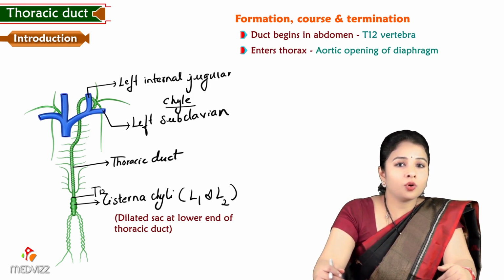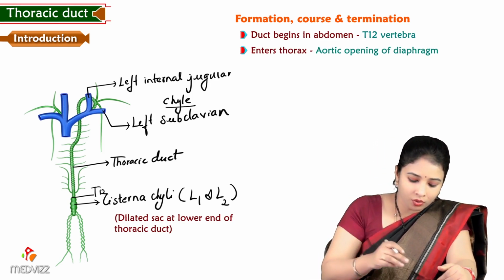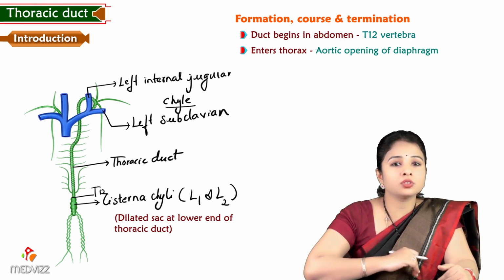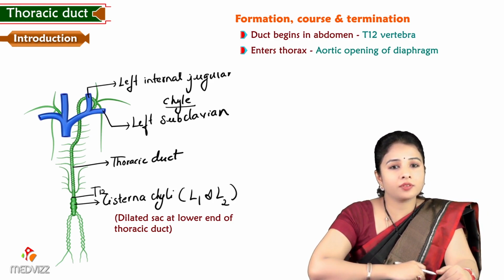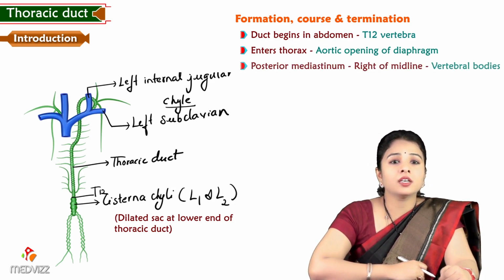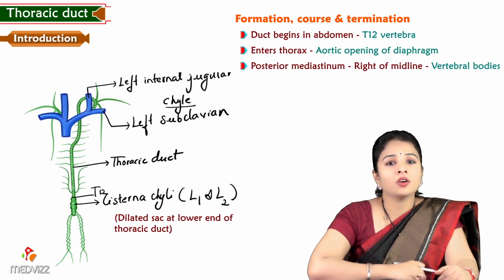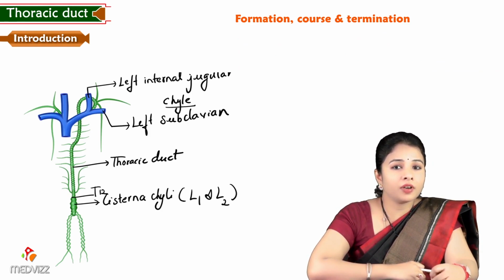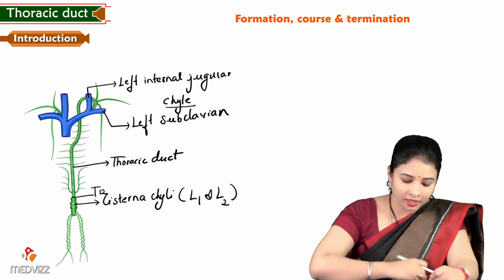through the aortic opening of the diaphragm. So along with the aorta, the thoracic duct enters into the thorax through the aortic opening of the diaphragm. It then ascends in the posterior mediastinum to the right of the midline on the front of the vertebral bodies. So on reaching the T5 vertebra, it crosses the midline.